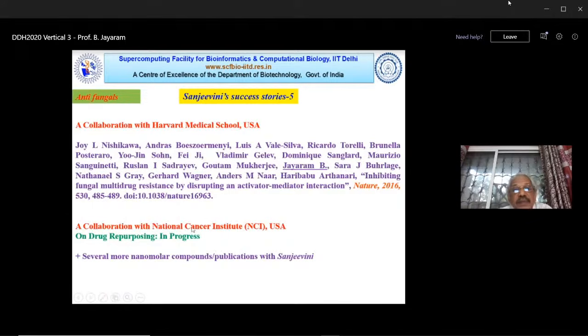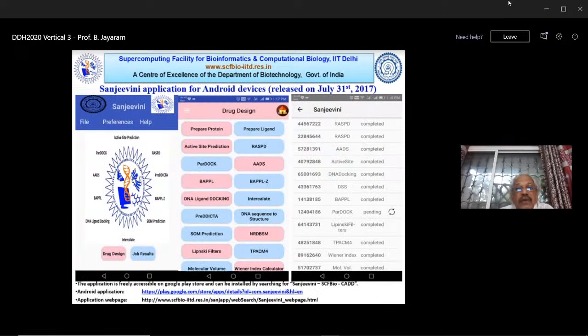Right, and then in collaboration with Harvard Medical School, my friend Arthanari Haribabu, we did have some antifungal work, and this is published in the celebrated Nature Journal. And we've been collaborating with the NCI on drug repurposing, and there are several other projects which are ongoing.